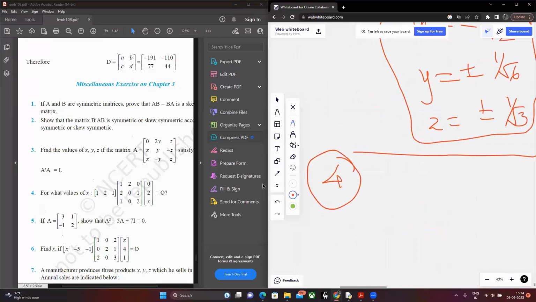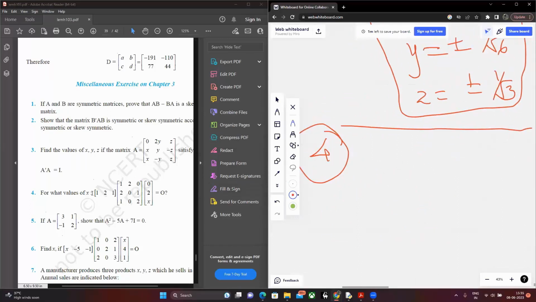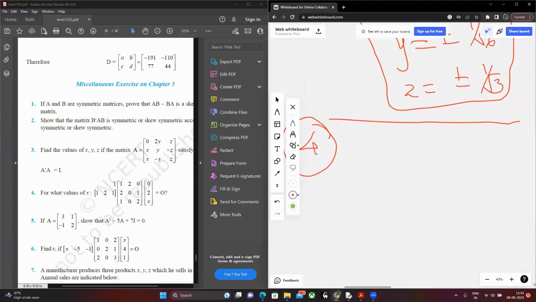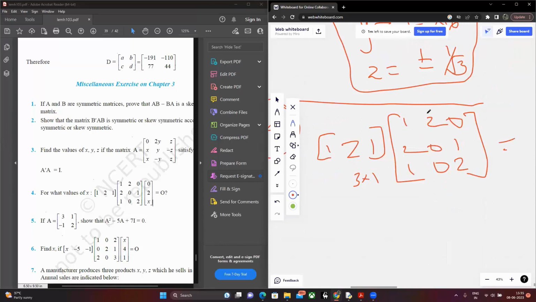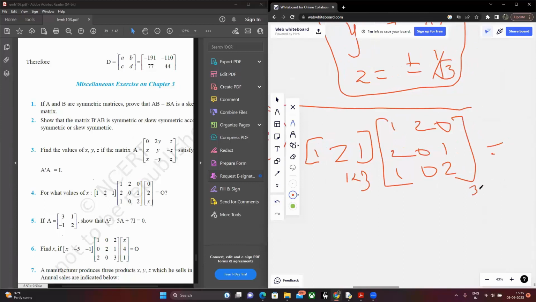You have 8 solutions. For what values of x does this equation hold? Right? Very simple. Matrix multiplication of a row into this column. Right? First of all, I'll do left to right instead of right to left. You can do it anyway, doesn't matter, but I prefer doing left to right. Right? So first thing is 1 2 1 multiplied with 1 2 0, 2 0 1, 0 2 x. First things first, get the order. This is 1 by 3. This is going to be 3 by 3. Right? This is going to be equal.